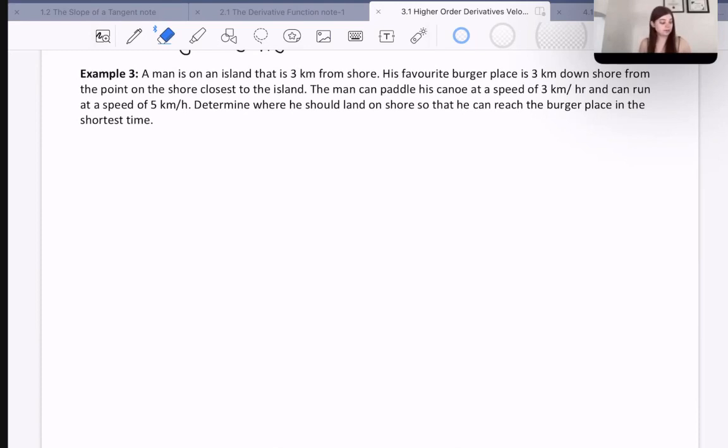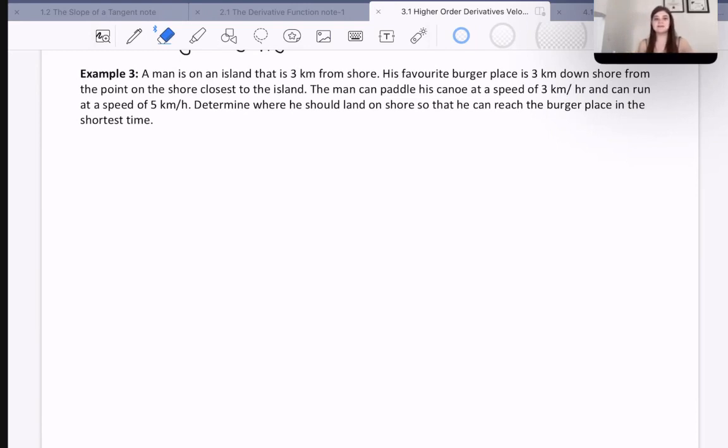So, what are we optimizing here? Here, we're actually optimizing the time, right? We want to know where he should land so we can have the shortest time. So, we're optimizing time. Okay, so we don't know what time is. They didn't give us an equation for a time, so that means we need to come up with our own. So let's go back to what the question's asking us.